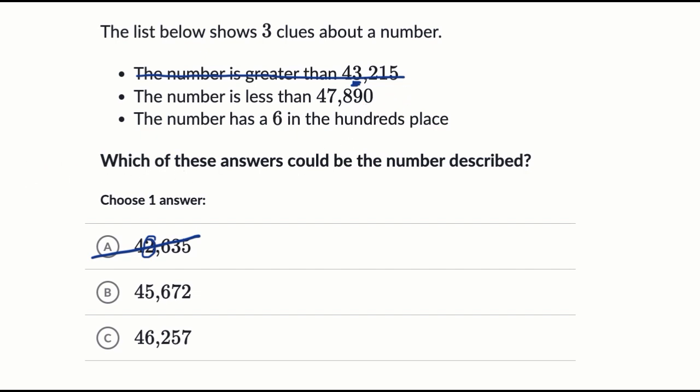Now let's look at this last clue. The number has a 6 in the hundreds place. So the hundreds place, this is 1, tens, hundreds. 6 in the hundreds place. I like choice B. Ones, tens, hundreds. This does not have a 6 in the hundreds place. We rule that one out, and B is our answer.